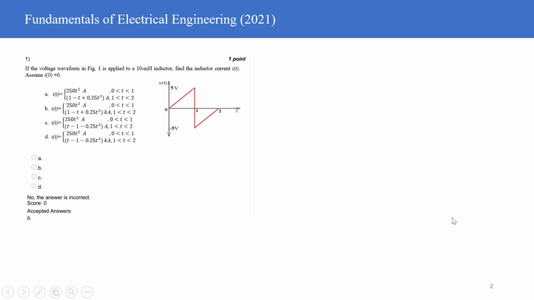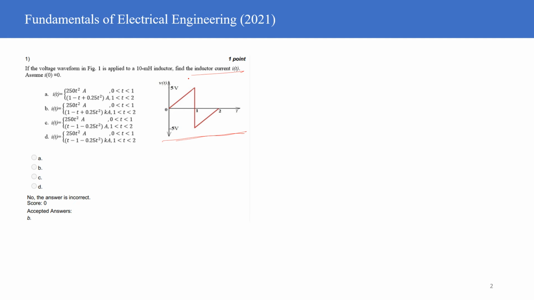Okay, so today we are going to discuss the solutions of assignment number 4, which was rolled out in the previous year. This is the first question of the assignment, and it asks you to figure out the current of an inductor, provided a waveform of voltage is impressed on it. This is the waveform of the voltage, and you are required to figure out the current, and these are the options which are given to you.